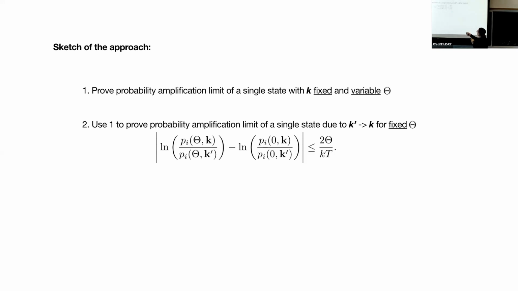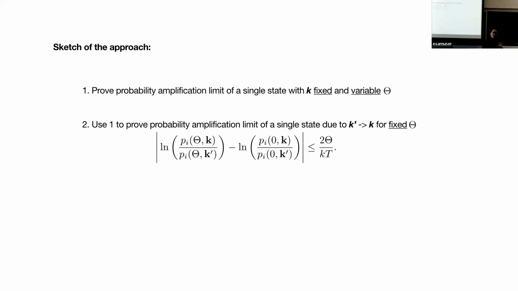Now, if I'm not at equilibrium, the additional amplification I can get over this is bounded by 2 theta over kT. So if I have my equilibrium system and I mutate it or add some ligands or whatever, and I get this much amplification, this is telling me that for the same system, if I drive it, I can get this much additional amplification.